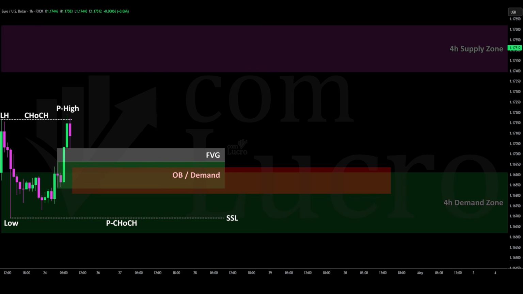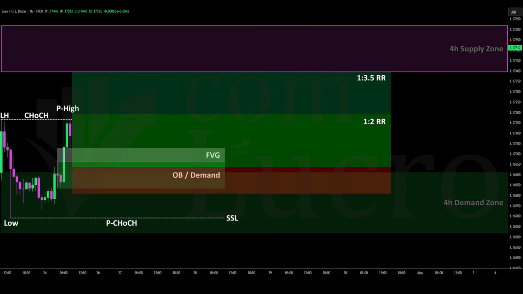The first target is positioned at a 1-to-2 risk-to-reward ratio, aligned with the previous high left by the market structure. The second target is placed at a 1-to-3.5 risk-to-reward ratio, targeting the beginning of the 4-hour supply zone. With the entire setup mapped out, we can now wait for price to retrace into the order block and observe how the trade develops from this area.